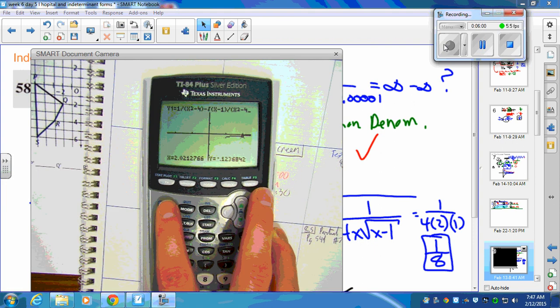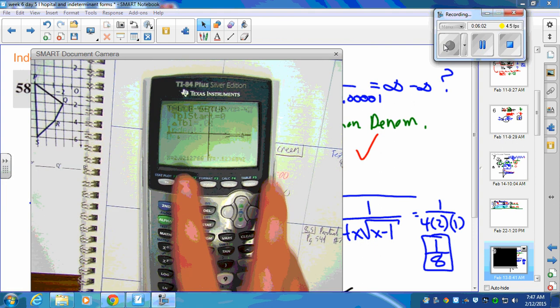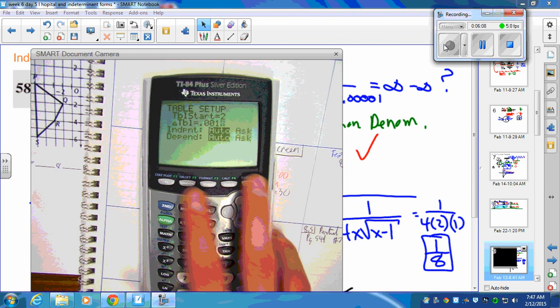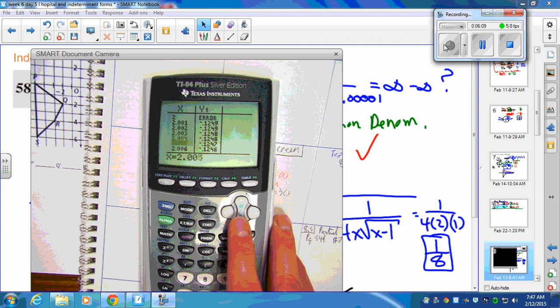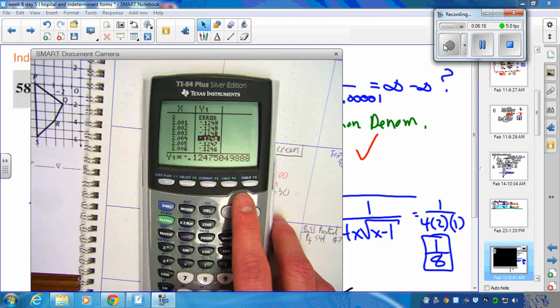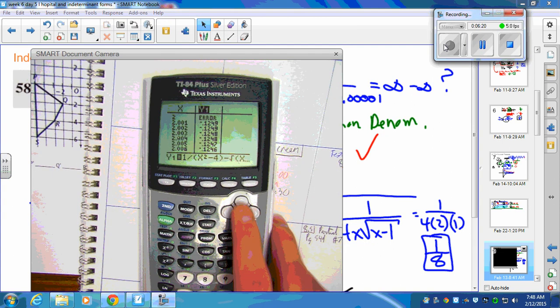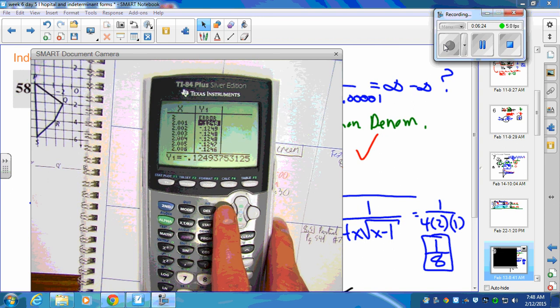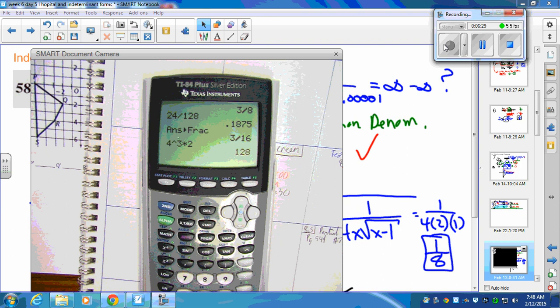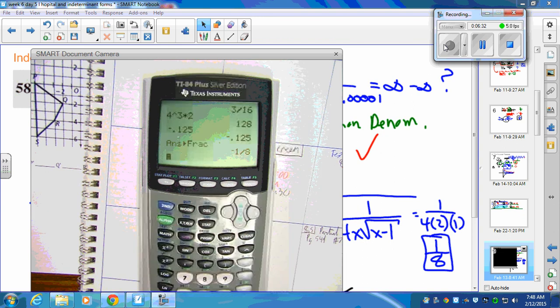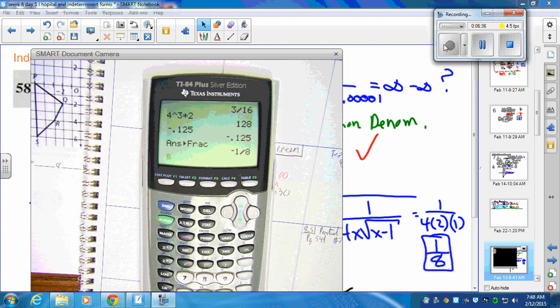If you want to see it really closely, you can go to second table set, start at 2, step 0.001, go to your table. And as I'm approaching from the right, it's going to negative 0.124, negative 0.1247, 48, 49, error. And so close to negative 0.125. So look at this, negative 0.125-ish as a fraction. It's negative 1/8. Okay? So it was approaching negative 1/8.